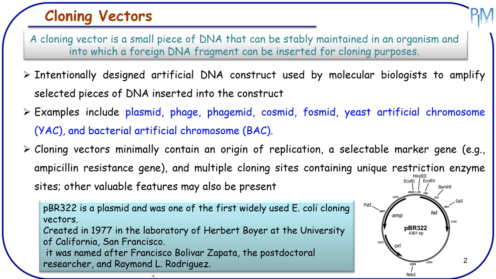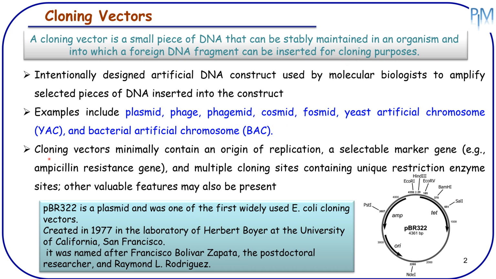My next question to you: what are cloning vectors? Have you heard of cloning vectors? They are tiny strands of DNA that don't cause any harm to whatever they are injected into. Scientists use them to identify and replicate certain parts of DNA. There are different kinds of cloning vectors like plasmids, phages, and others.